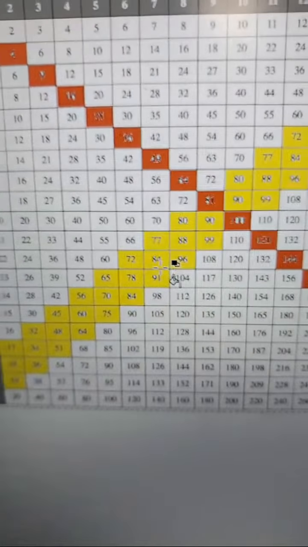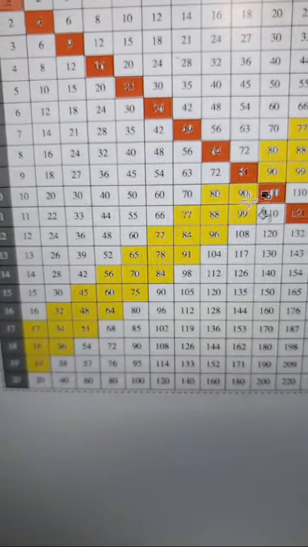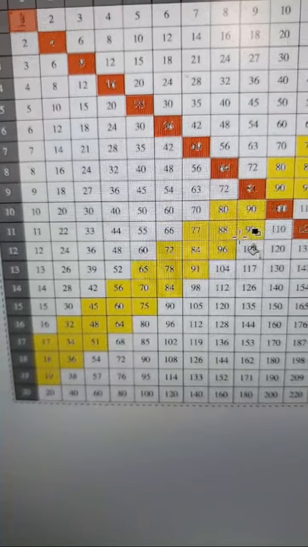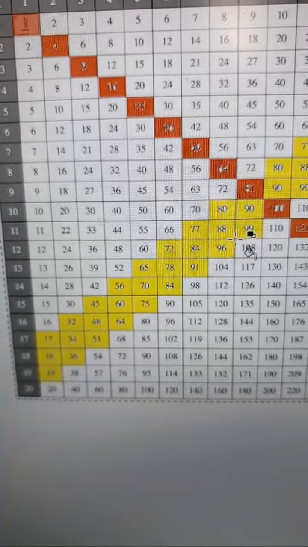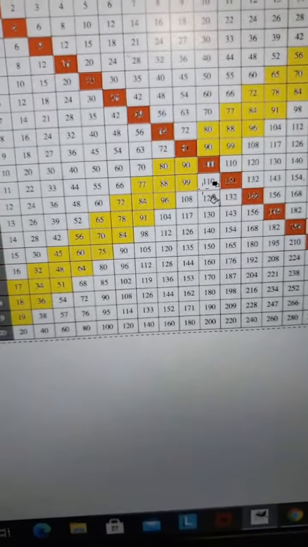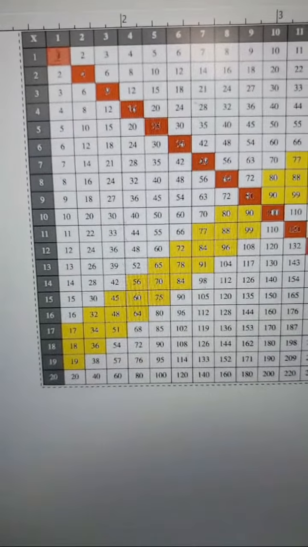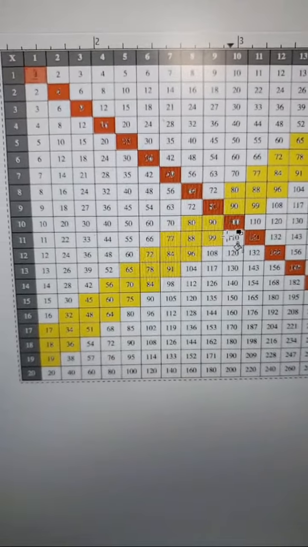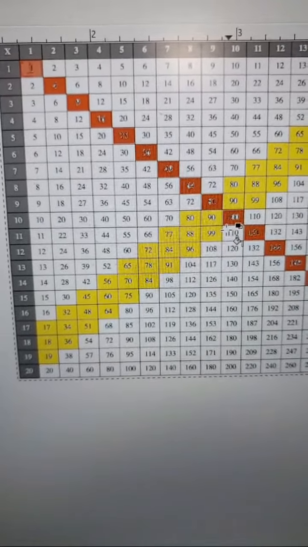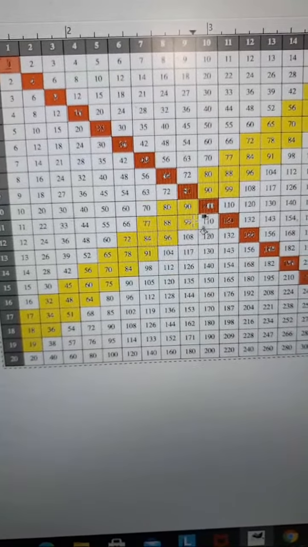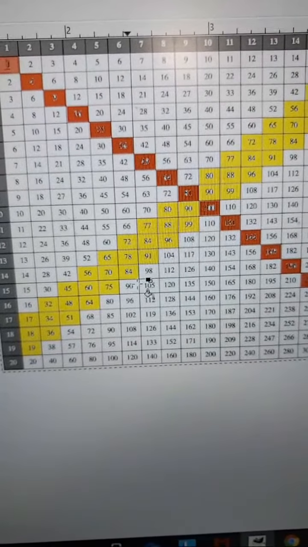But does that mean any number along this line is prime? Like 98 is on here, right? Let's say it was 98. Let's do 98 as our candidate. And we know 98 is not prime. Well, where else do we see 98 here? Right there.